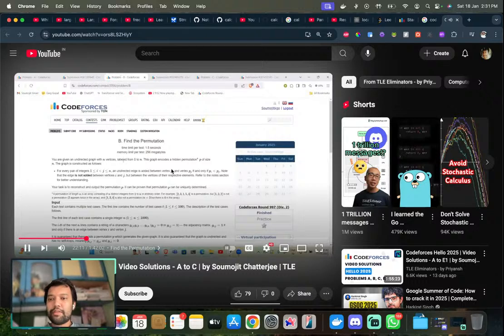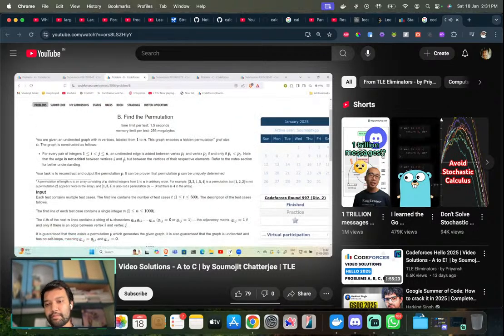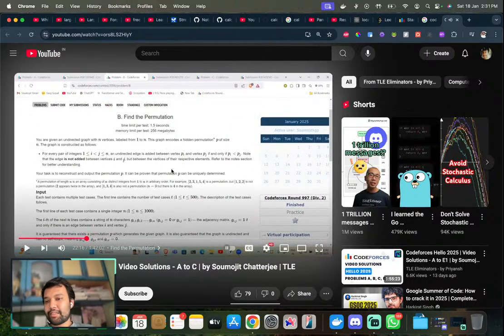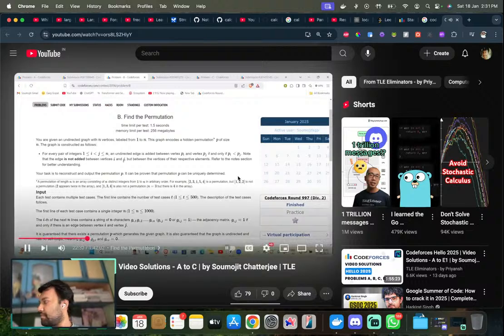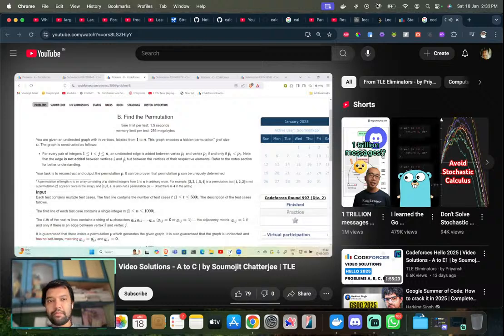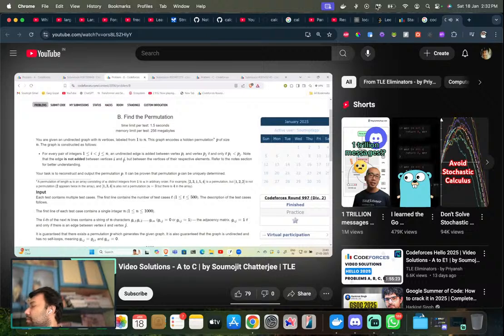Okay, so let me read this problem. It says that you are given an undirected graph with n vertices labeled from 1 to n, and this graph encodes a hidden permutation p of size n. I did not understand this permutation part. The graph is constructed as follows. For every pair of integers i less than j, an undirected edge is added between vertex pi and pj if and only if pi is less than pj. Note that the edge is not added between vertices i and j, but between the vertices of the respective elements. Refer to the note section for better understanding.